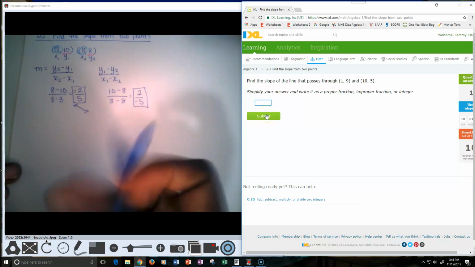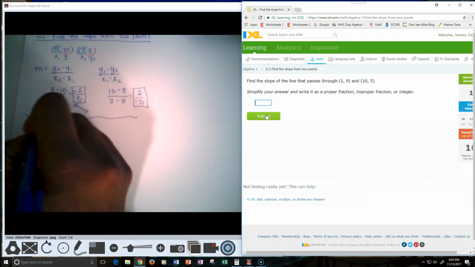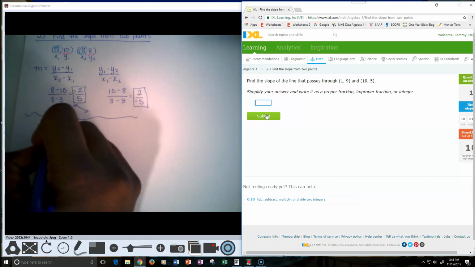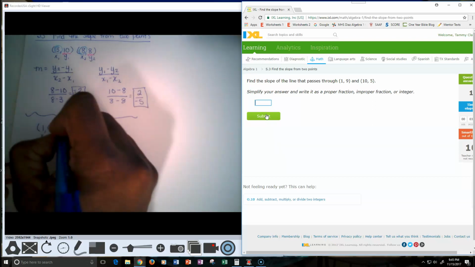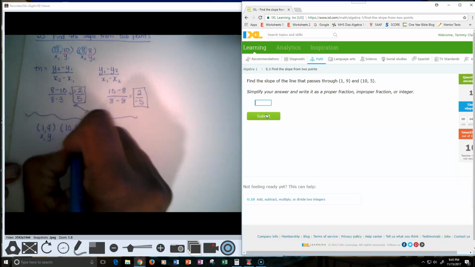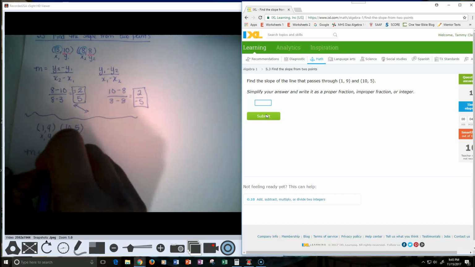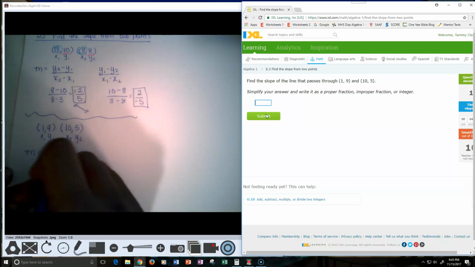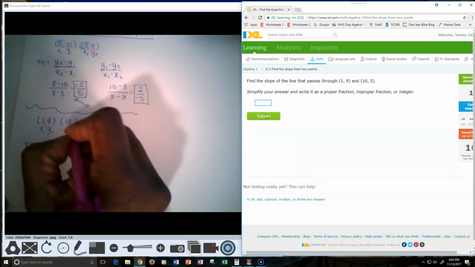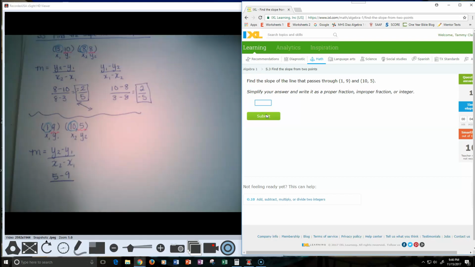Let's do one more. So this time we have: find the slope of the line that passes through point (1, 9), which we're going to name as x1, y1, and (10, 5), which we're going to name as x2, y2. And I've got my slope formula, which is the change in y divided by the change in x. And so I'm going to do 5 minus 9 over 10 minus 1.